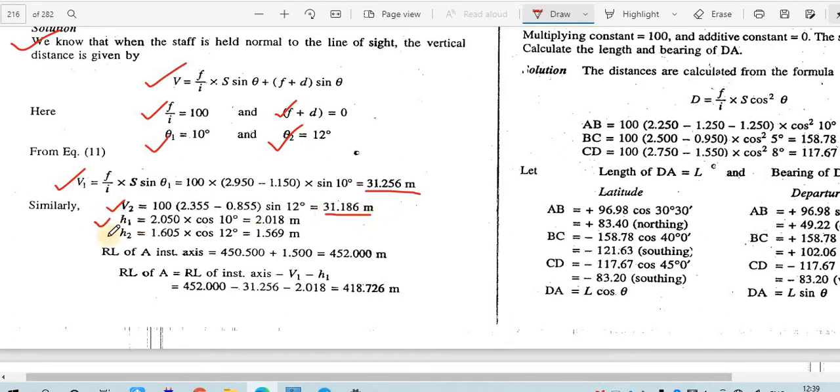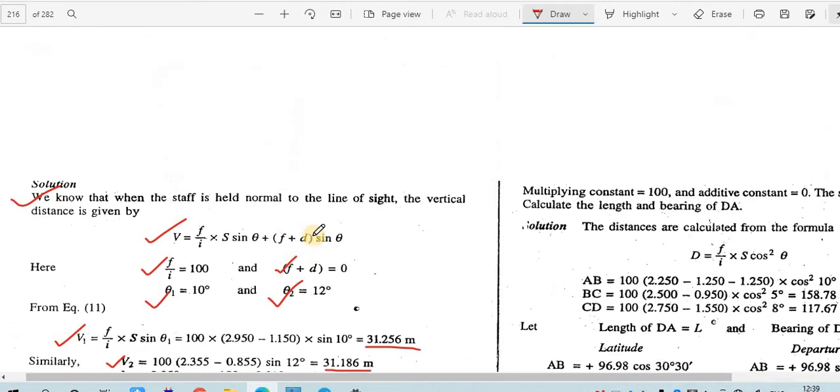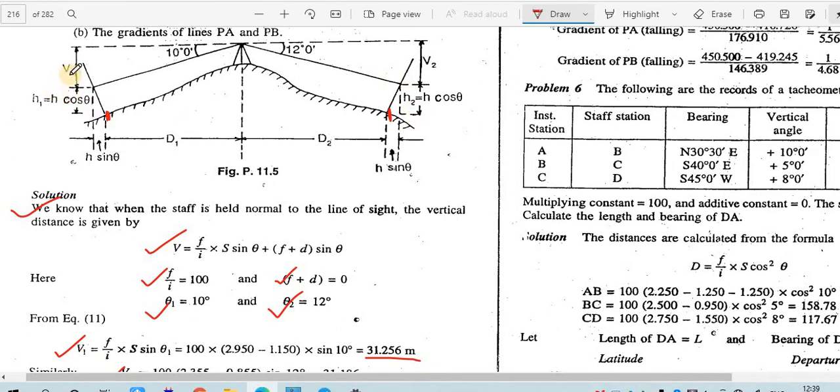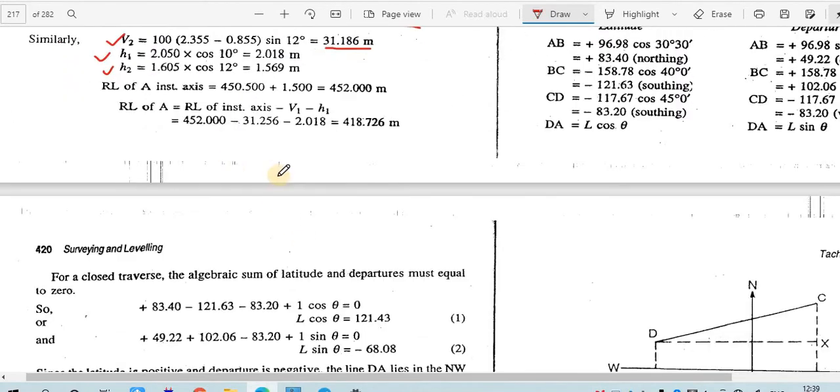Over here we require the value of H1. In order to calculate this particular level, we need to find the value of H1, which is h cos θ, and similarly H2 is h cos θ. Here h is the central hair reading. This will give you H1 as 2.018, and similarly H2 comes out to be 1.569.